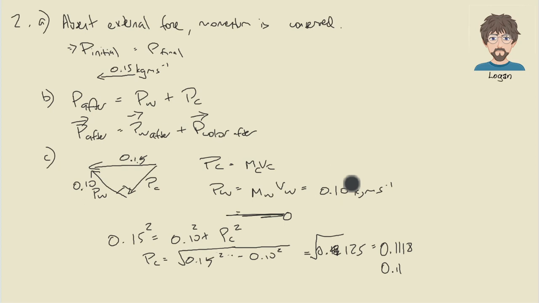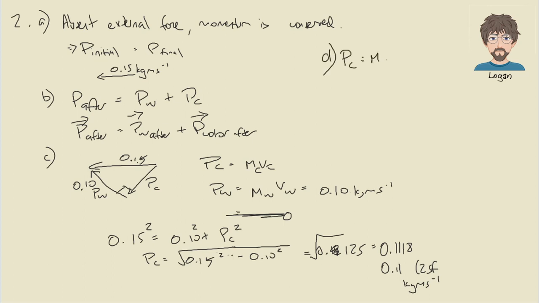Then we were asked to find... oh, yeah, we've done that. So to two significant figures: 0.11 kilogram meters per second. All right, we're getting up to part D. D, calculate the speed of the coloured ball after the collision. Let's just do that up here.